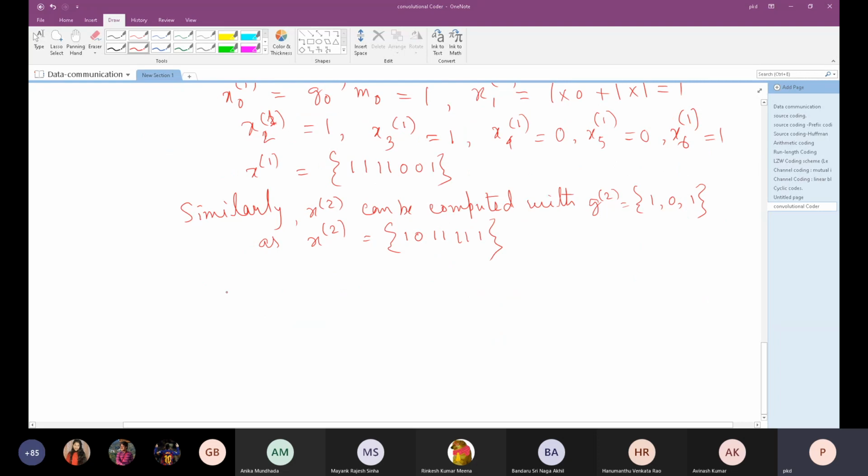So then the multiplex output x would be, say, 1, 1, then 1, 0, then 1, 1, then 1, 1, 0, 1, 0, 1. There will be no gap. This will be going serially. Just for understanding, I have put these gaps.